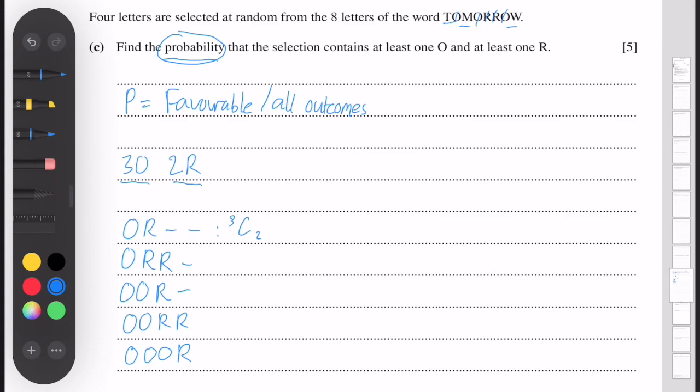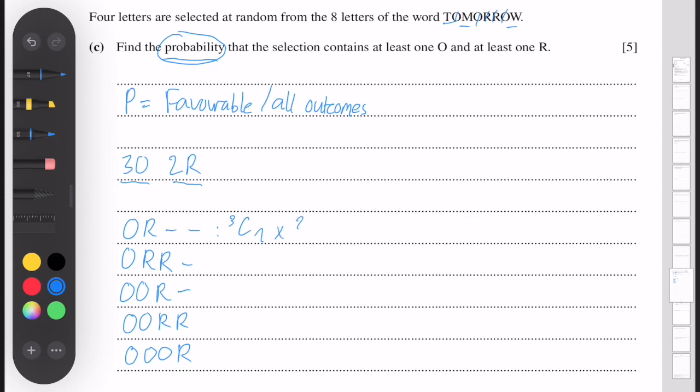This means that we are randomly choosing one O from 3 O's, and there are 3 different ways to choose one O. And what does that equate to? Well, that's simply 3C1 for the O's. And for the R's, the same thing. We are randomly choosing one R from 2 different R's. So there will be 2 different ways to choose one R, right? And what does that equate to?